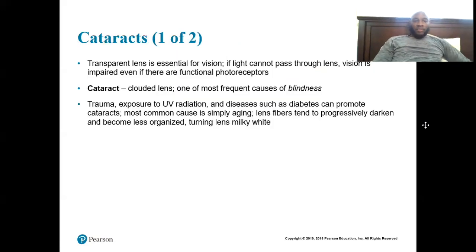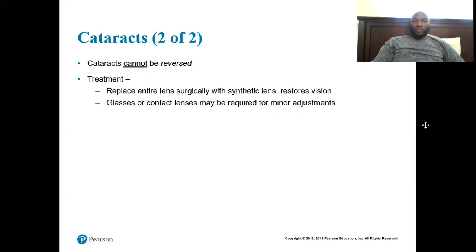What are cataracts? Basically a clouded lens, and one of the most frequent causes of blindness. They can come from different causes: trauma, exposure to UV radiation, diseases. Cataracts cannot be reversed; it doesn't just go away. What they can do, though, is replace the entire lens, or they can give you glasses or contacts.